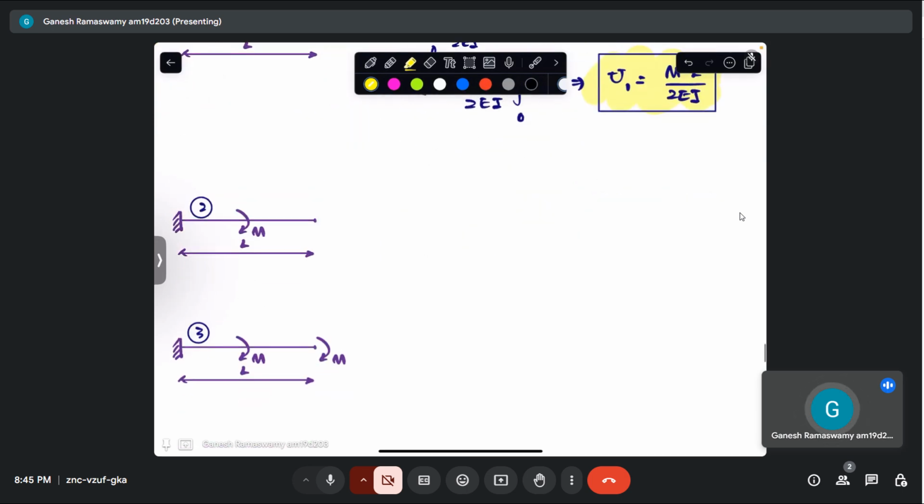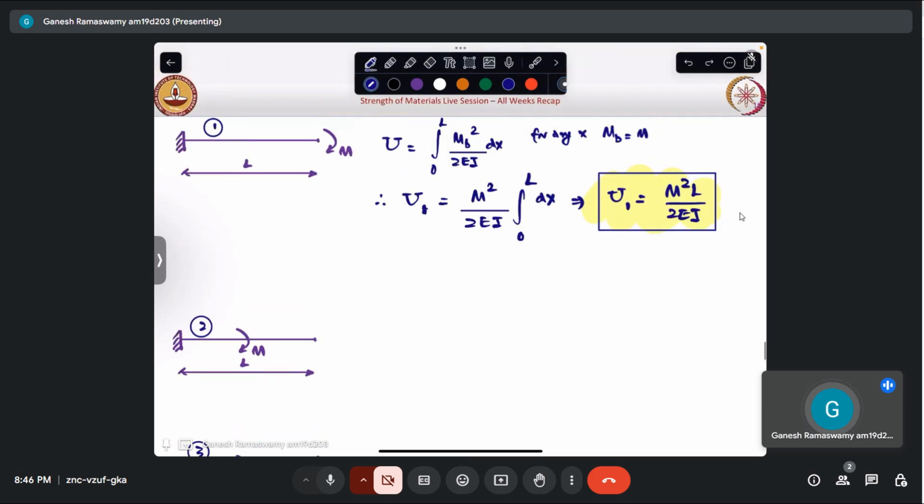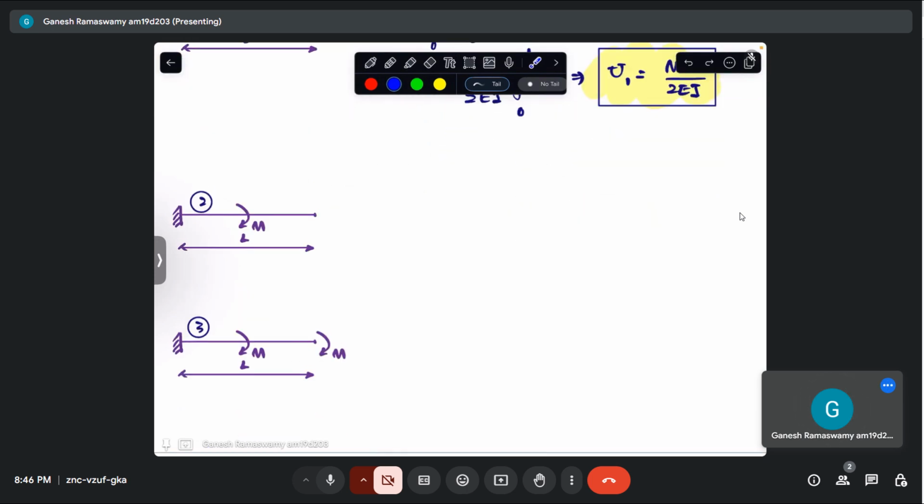Now let us look at the second case. For this case, by the way, I am starting x from here. So it starts from x equal to 0 to that way. It doesn't make a difference. Here, for x equal to 0 to x equal to L by 2, M_B is 0. There is no bending moment in this section.